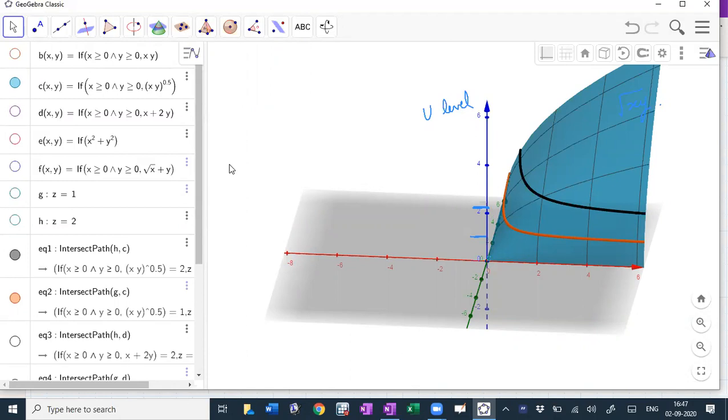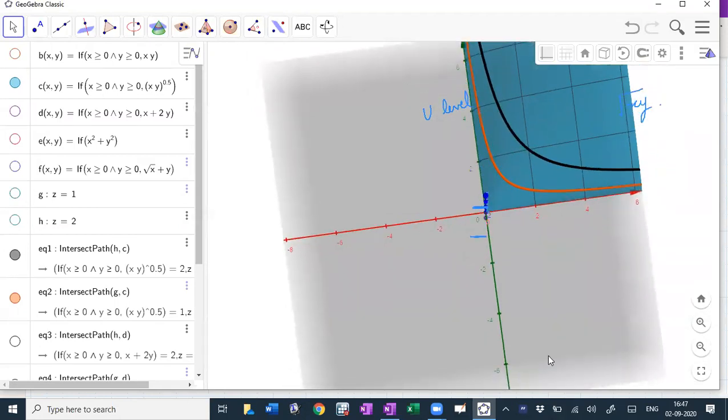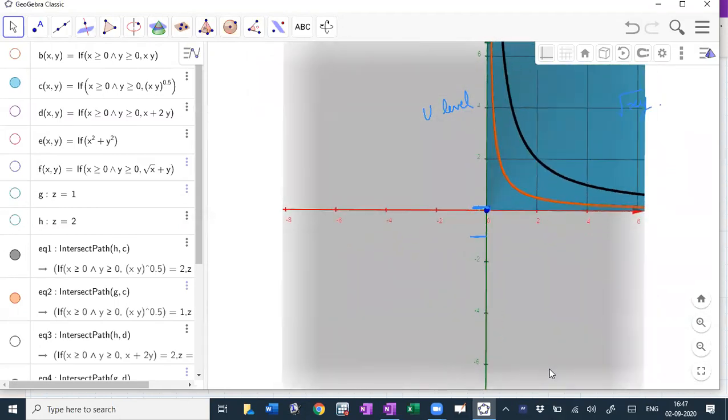Is this clear? Is this making sense? Any questions here? No? Fine? You're able to follow? Yes, ma'am. Okay. Right? So this utility function will give you an indifference curve of this form.